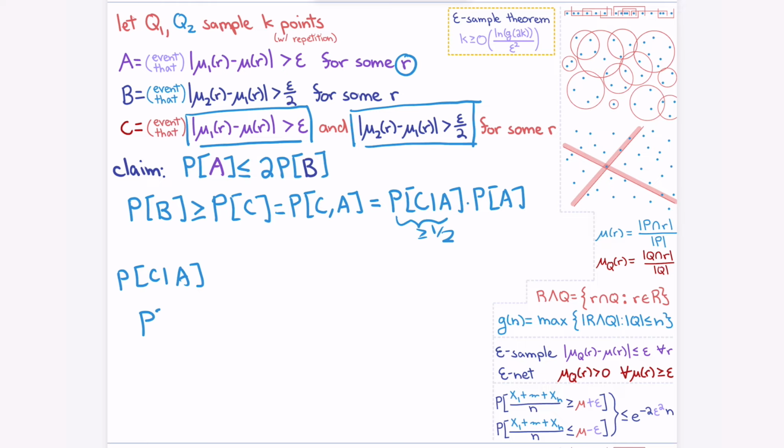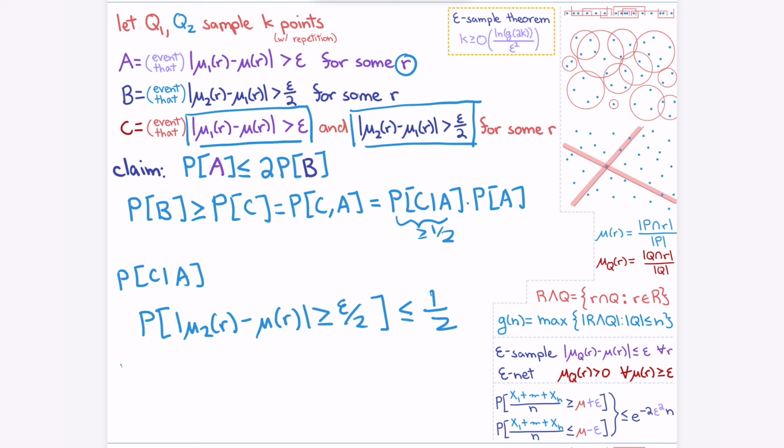Okay, so what about this? Let's look at the probability that mu2 of R minus the original mu of R is, say, bigger than epsilon over 2. Well, this just goes back to that first Chernoff calculation we did for a single range, which will actually be e to the negative something, and you already have the epsilon squared in k. So this is easily less than 1/2. It's really like 1 over log of the growth rate, or 1 over the growth rate or something. So this is definitely less than half.